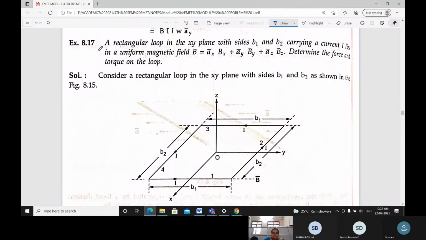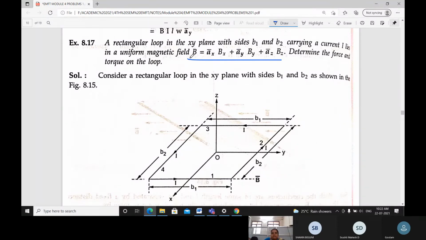The next problem: given a rectangular loop in the xy plane with sides B1 and B2, carrying a current I, lies in a uniform magnetic field. The field is given as B equals Bx into ax plus By into ay plus Bz into az. Determine the force and also the torque on the loop. It's like a derivation we have to go through.